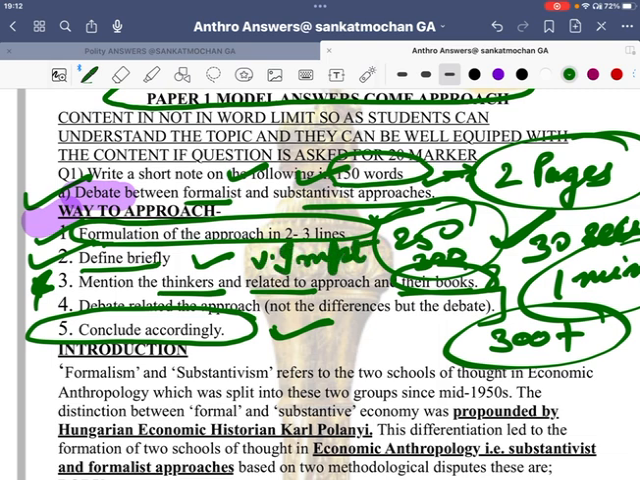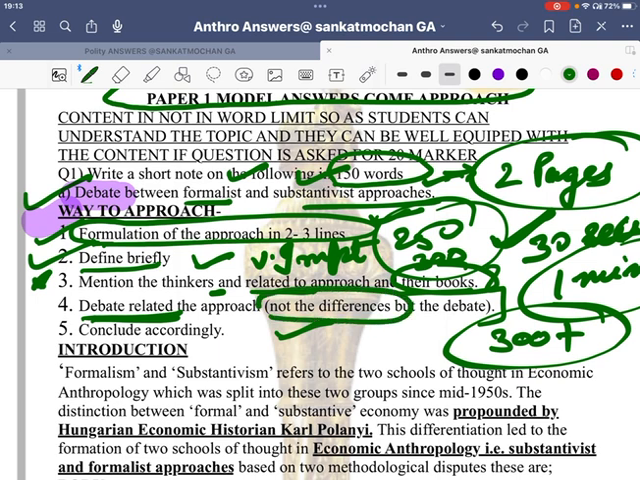Then what's required? You have done this. Then the debate. See, I have written debate, not the difference. I hope you get this difference. Debate and not the difference.